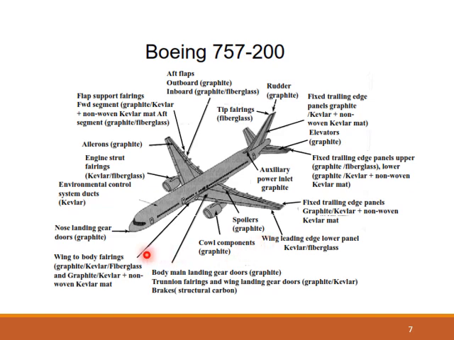If you look at, say for instance, the wings to body fairing, this is made up of graphite, Kevlar, and fiberglass. If you look at it closely, you see that most parts of the aircraft are made up of composite material. If you go through many parts of it, you will see that they are all made up of composite. The reason is very simple. With a composite material, you can achieve some unique properties that you can ordinarily not achieve with a single class of material.